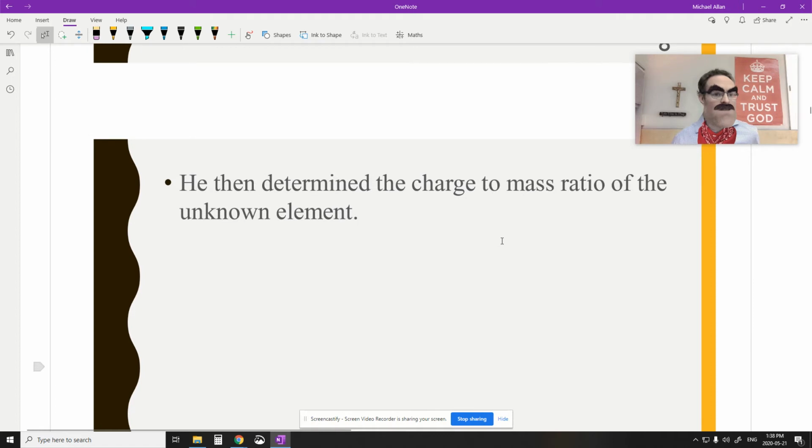His goal was to find what he called the charge to mass ratio of these unknown elements. Because the two things that he didn't know were the charge of these elements and the mass of these elements, he just wanted to find the combination. And he theorized that every element would have its own charge to mass ratio.